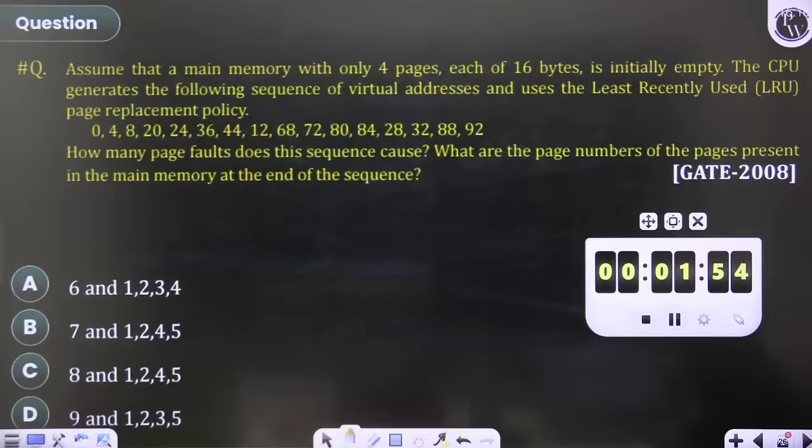You all know, right? These given numbers are not the page numbers. These are the virtual addresses. From the virtual address, you will have to calculate the page number. Moreover, these numbers are given in decimal. If the virtual address is given in decimal, how to get the page number from it? Yesterday we have seen the formula.